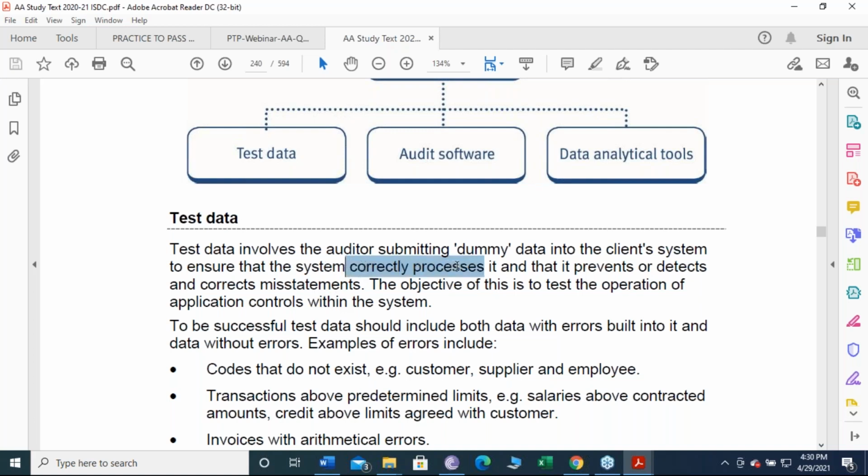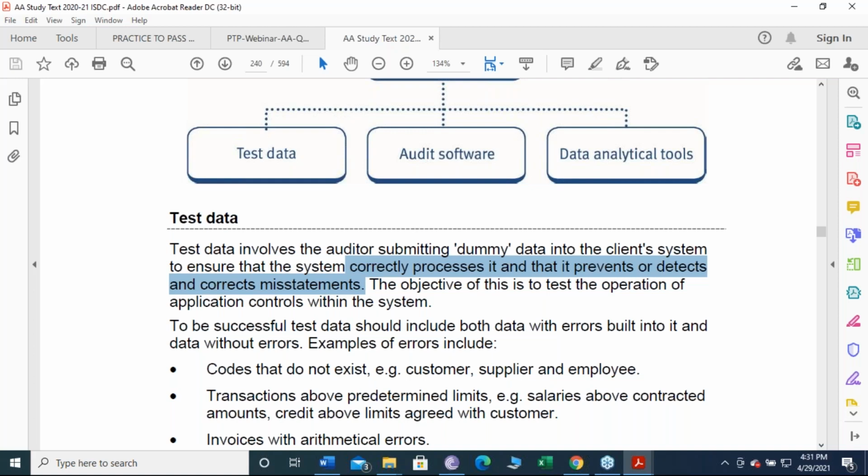Now, if the client system is operating effectively and correctly as promised, it will prevent or detect the misstatements. So if the data has a few errors, the client system will detect and correct it. And definitely as an auditor, you will enter correct data as well, so the client system will correctly process it.